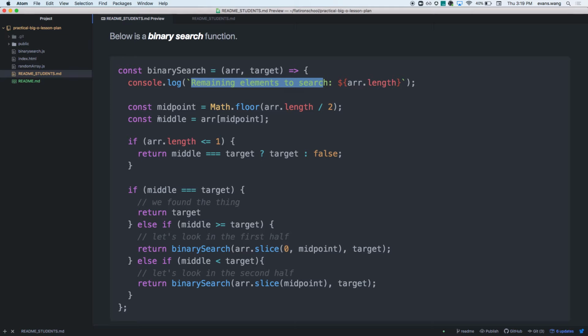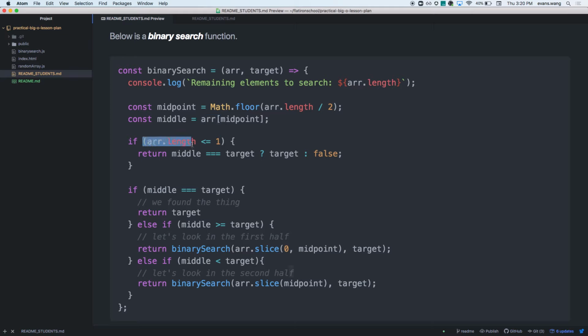So the idea here is you do midpoint, and you run Math.floor. You take the array length and you divide it by 2. Why would you want to do that? You want to split it. Now you have a middle, which is the array at the index of the midpoint. So if I have 1,000 things, I take the length divided by 2, I get 500. The array at index 500 is plus or minus the half.